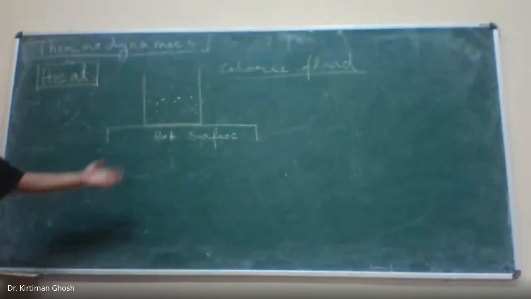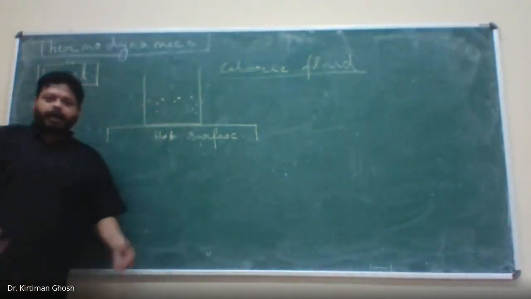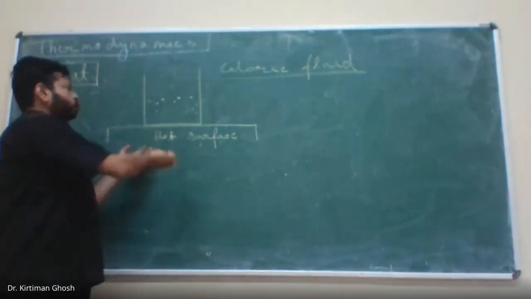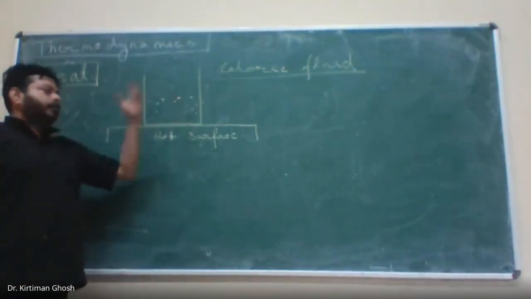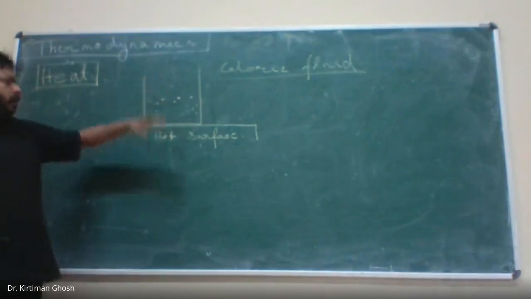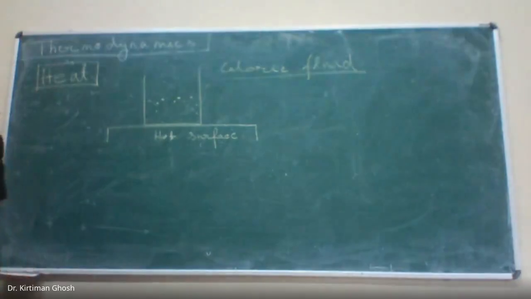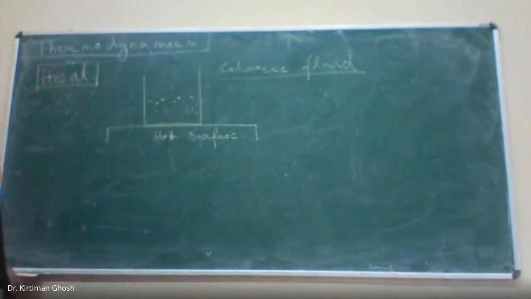So people saw that if we put a bucket of water on a hot surface, the water gets warmer and warmer. They postulated that some quantity, some fluid, is coming from the hot object to the cold object, abundant in the hot object and not abundant in the cold object. That quantity is conducting from the hot object to the cold object. It is called the caloric fluid, and it is equivalent to heat. This is the idea of caloric fluid.